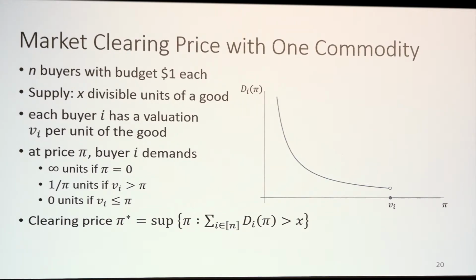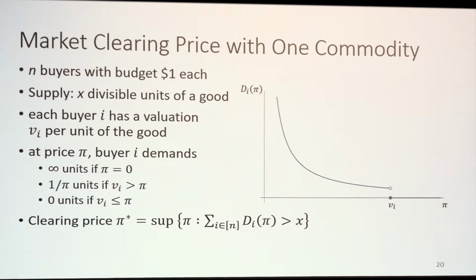Each buyer is going to have a valuation per unit of the good. If the price is less than their valuation, they're going to buy as much of the good as they can afford with their dollar. If the price is more than their valuation, they're going to buy nothing. That's our demand function. So we have a supply and we have a demand. Therefore, we can get a market clearing price. That's this pi star. The supremum is just to deal with discontinuities in the demand function, but this is just the price at which supply equals demand. So, a very simple market.